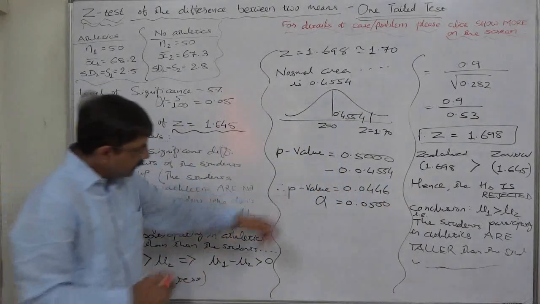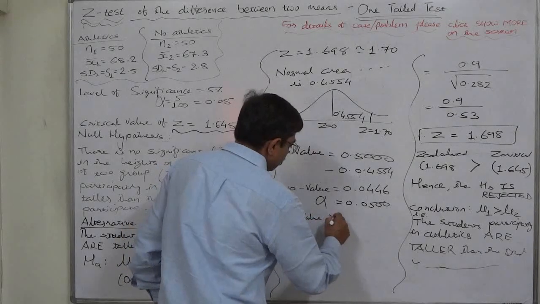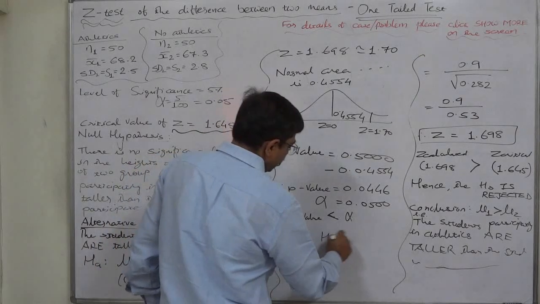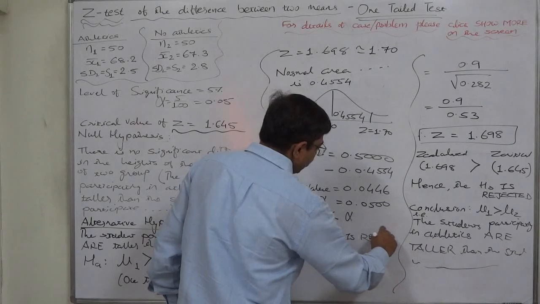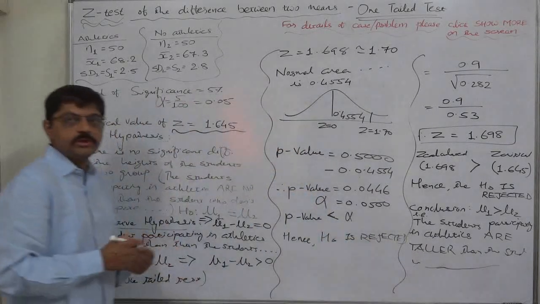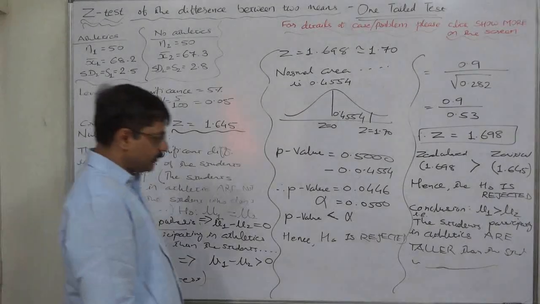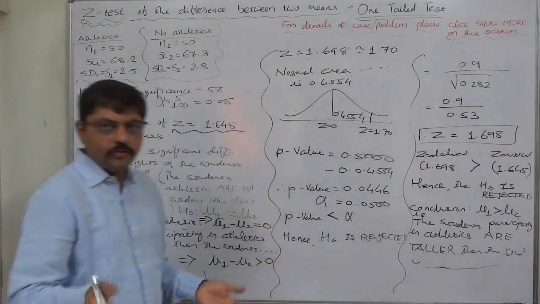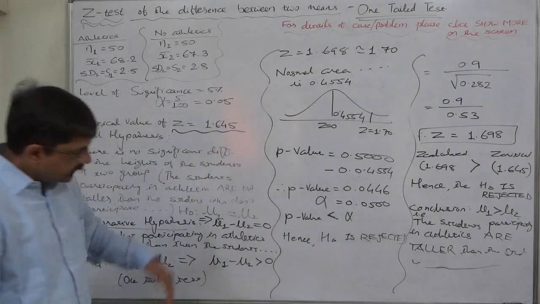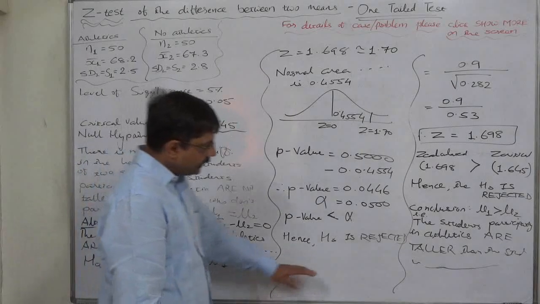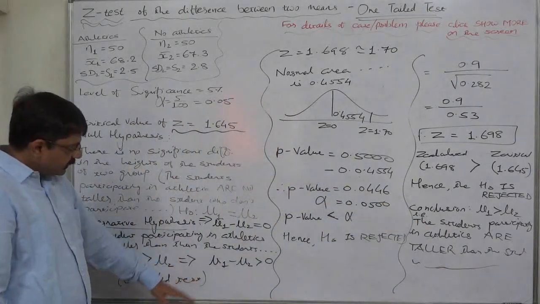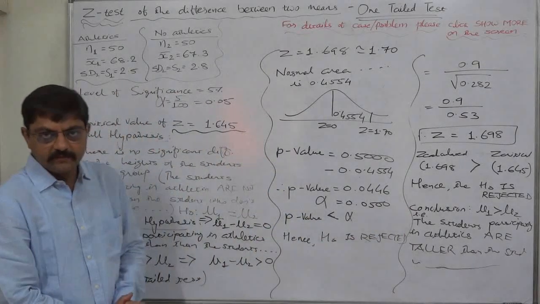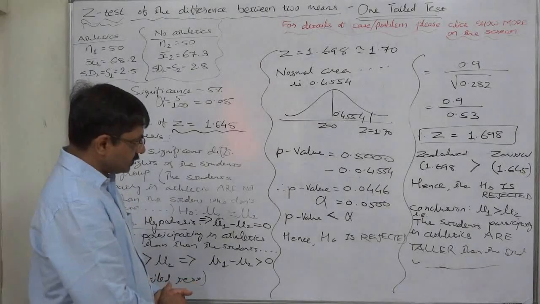Yes? Since P value is less than the alpha, hence H0 is rejected or H0 is not accepted. Instead of rejected, we can use the wordings H0 is not accepted also. It is upon you, according to choice of you people or your teachers, you may use the wordings. Either H0 is rejected or H0 is not accepted. And the conclusion is mu1 greater than mu2 or mu1 minus mu2 greater than 0. That means the students participating in athletic activities are taller than the other students. Yes? Okay.